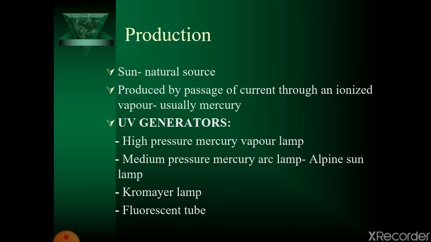Production of UVR. The sun is a natural source. It is also produced by passage of current through an ionized vapor, usually mercury. UV generators: high pressure mercury vapor lamp, medium pressure mercury arc lamp, that is the Alpine sun lamp, Kromayer lamp and fluorescent tube. These four types of generators we will see in detail.